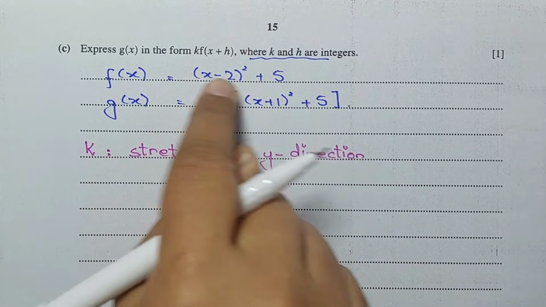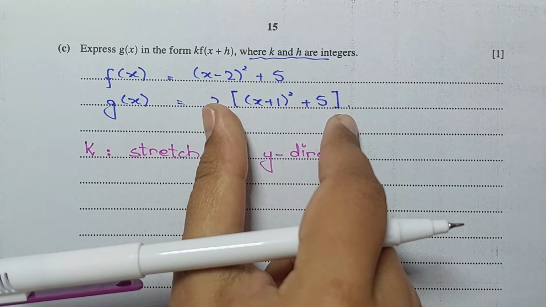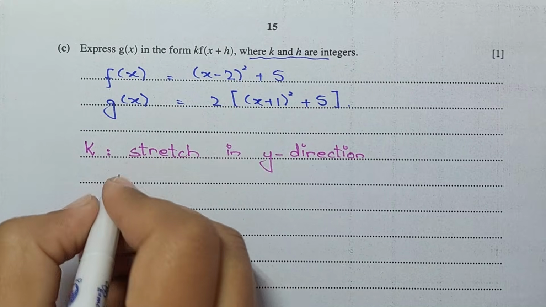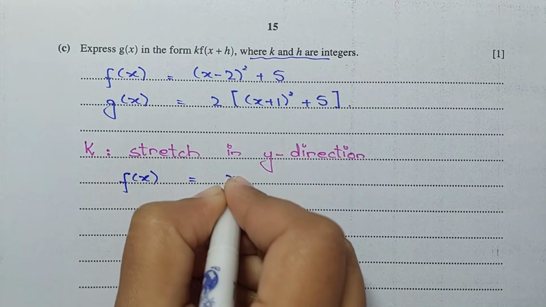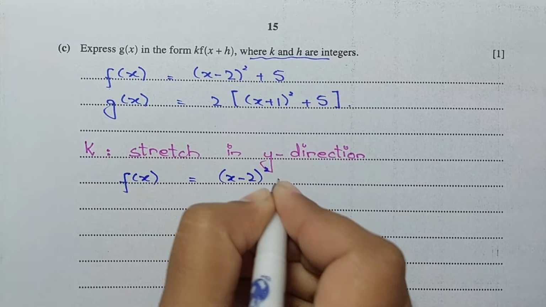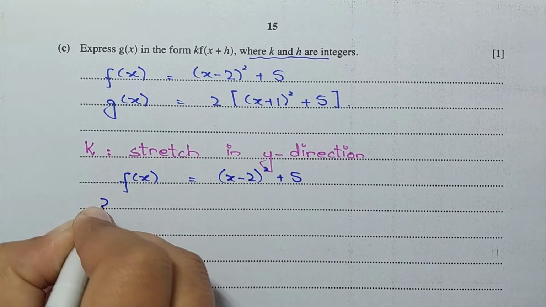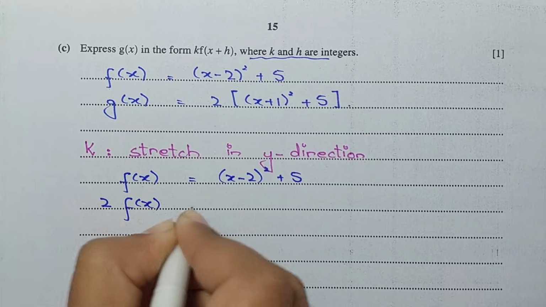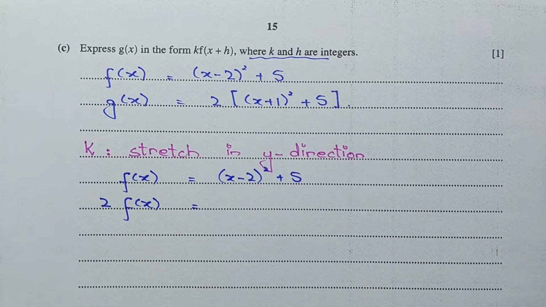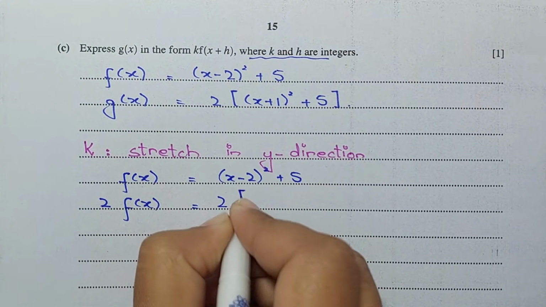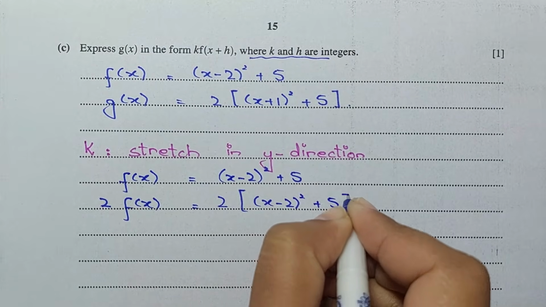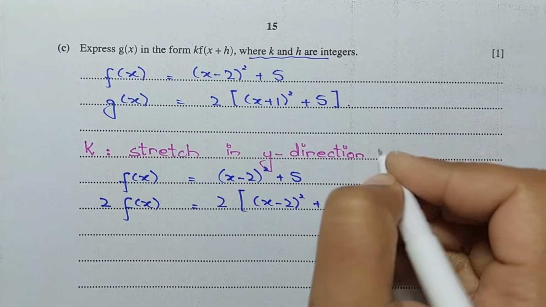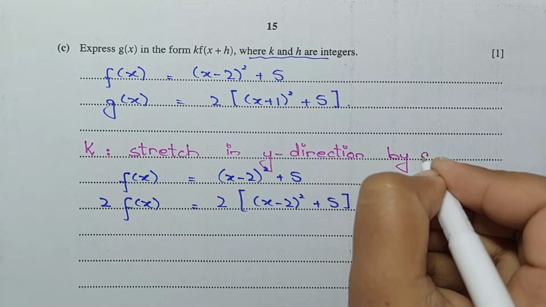This is your f of x. Now 2 is multiplying with the whole function. So we can say f of x is x minus 2 whole square plus 5. If you do 2 times f of x, because a stretch is always in y direction, it is multiplying with the whole function, 2 times the whole function x minus 2 whole square plus 5. Stretch in y direction by a factor of 2.